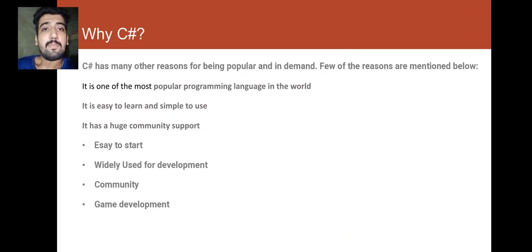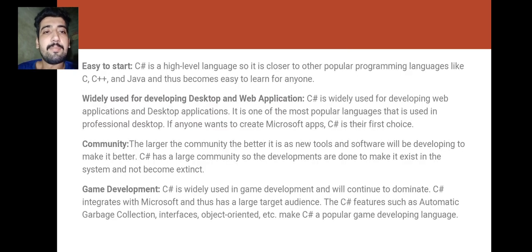Why C Sharp? C Sharp is a modern programming language, one of the modern programming languages available. It is easy to learn and easy to use. It is a high-level language, especially easy to start with, used for documents and games.